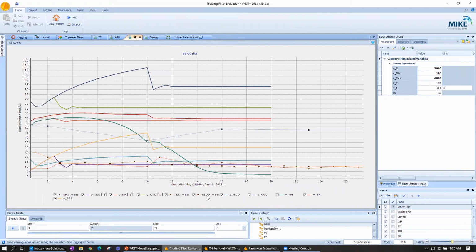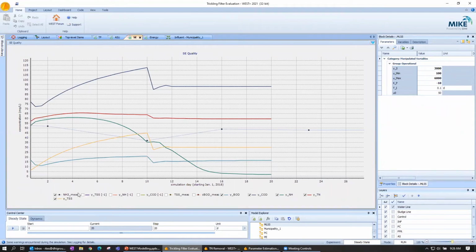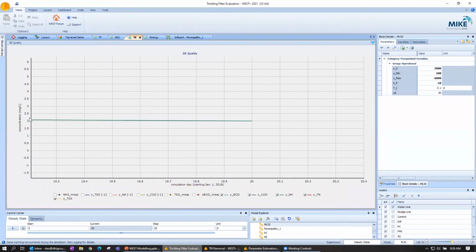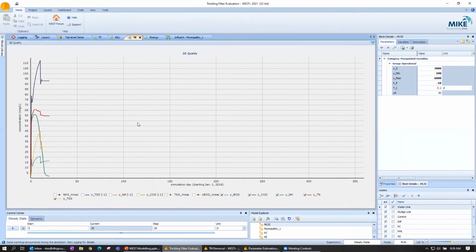And here's the more interesting one. Let's hide a few items. We don't care about the measured data as much anymore because we're not trying to calibrate to that anymore. But this green curve is the ammonium in the secondary effluent. And we see it's a sign that nitrifiers are growing and starting to take up ammonia, if I zoom in just to the end. So with just that change, this indicates that we're able to reduce ammonium concentration in secondary effluent down to 2 milligrams per liter.